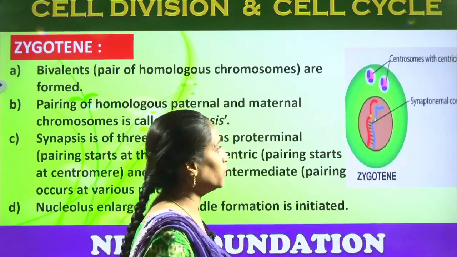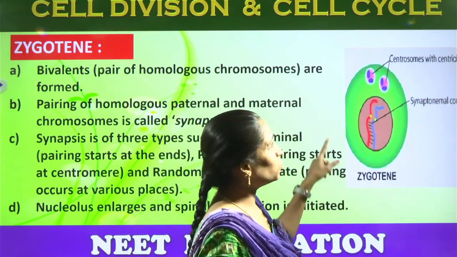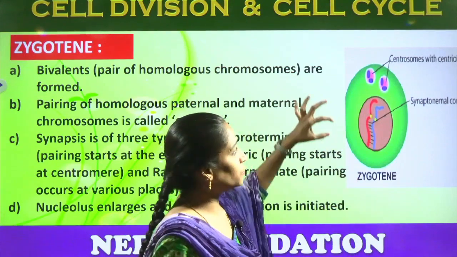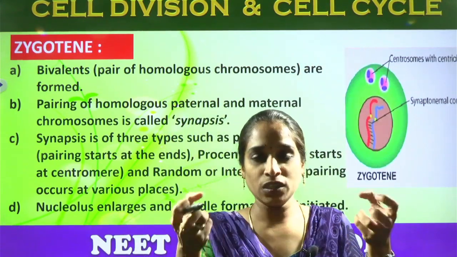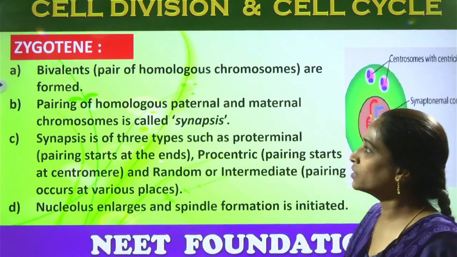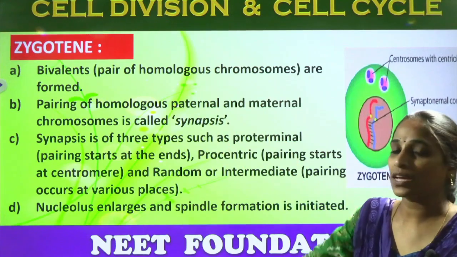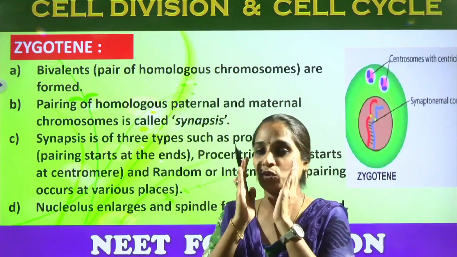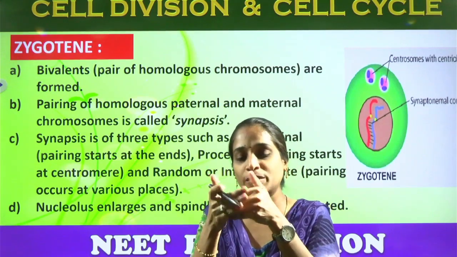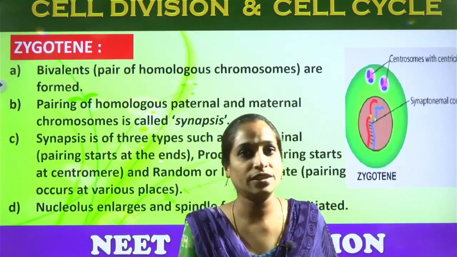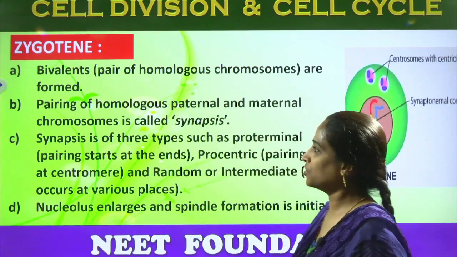What is zygotene? Here also we can observe the synaptonemal complex. We can observe a clear picture of the centrosomes with the centrioles. Further, they will form the spindle fibers. So here the bivalent pair of homologous chromosomes is being formed. Two chromosomes will be adjoining together and they are ready to exchange the materials by joining together in multiple regions. Let us see what those multiple regions are.